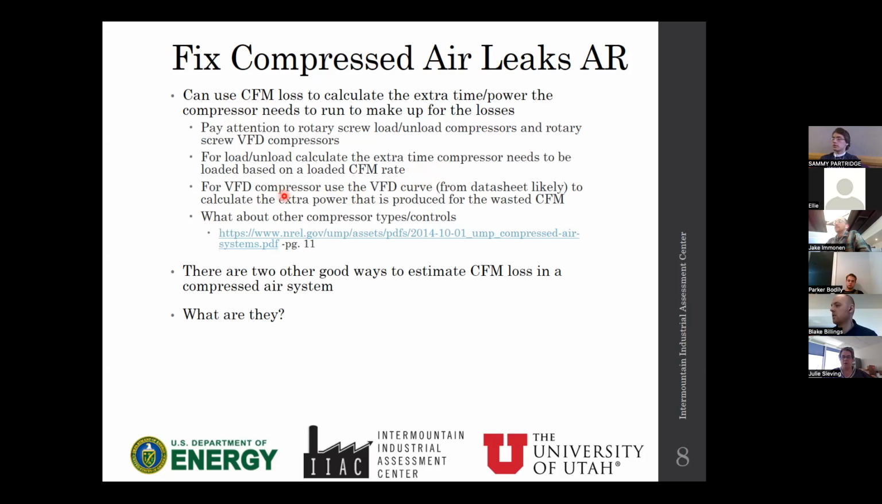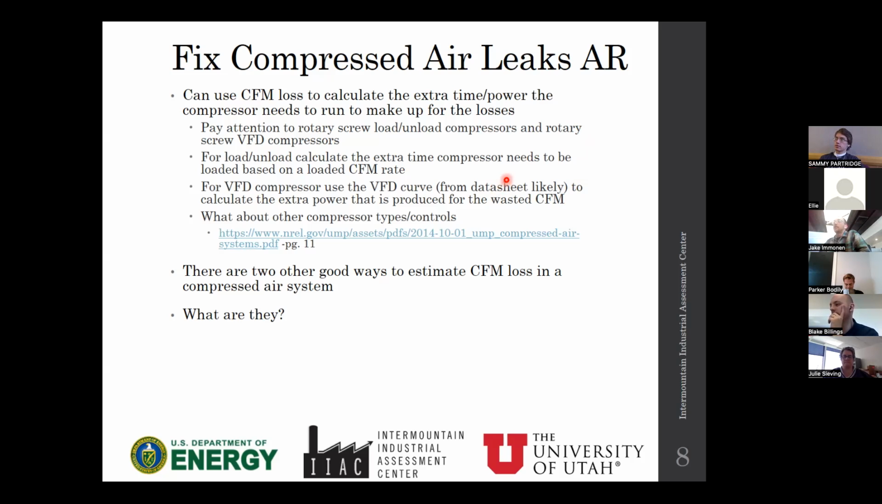And then similarly for a VFD compressor, we can look at the data sheet, and the data sheet will have a power percentage compared to CFM output of the compressor. So as you vary the motor speed, you're going to output a different amount of CFM. And so we could use that to look at, okay, what is our kilowatt of our compressor going to be ramped down to if we fix all these compressed air leaks.